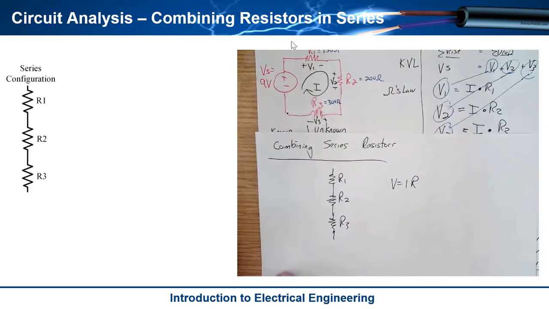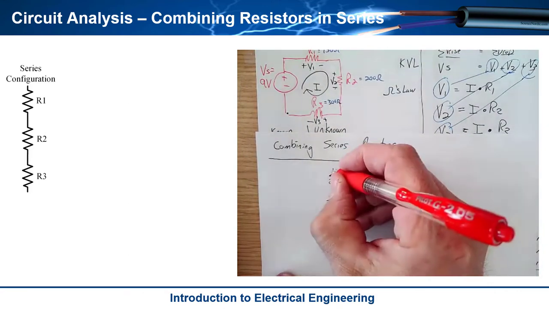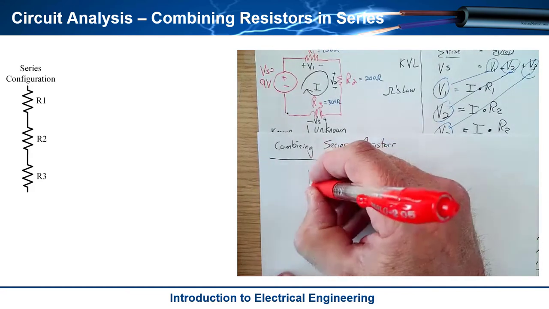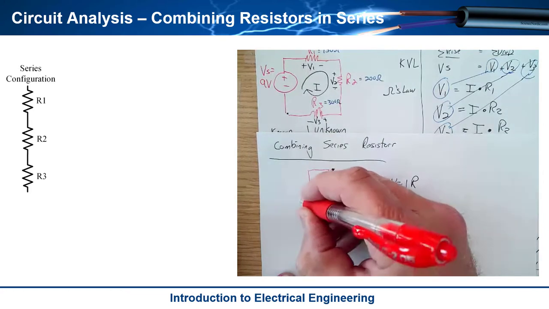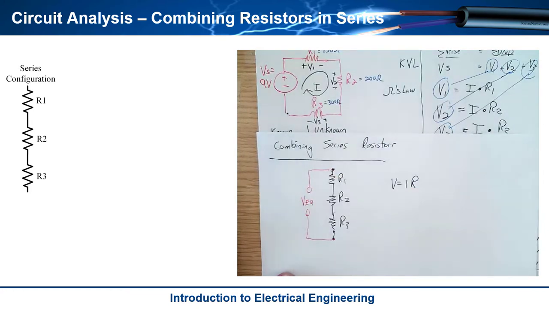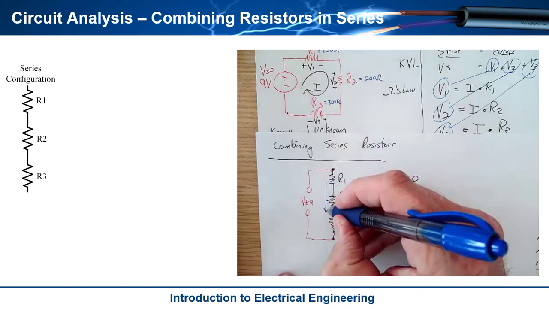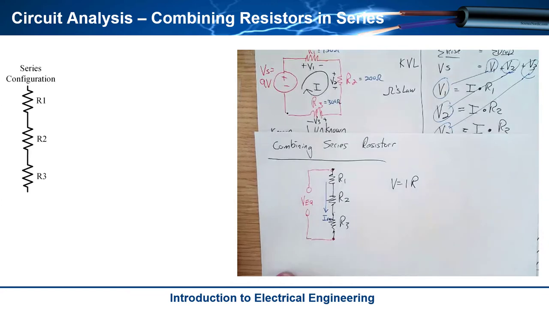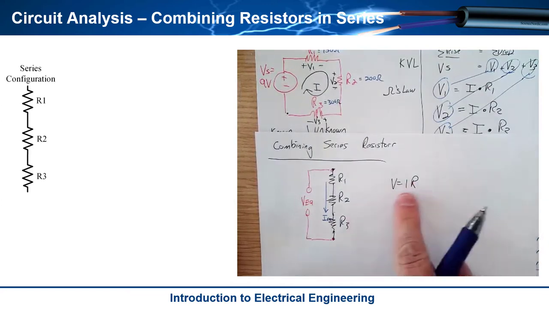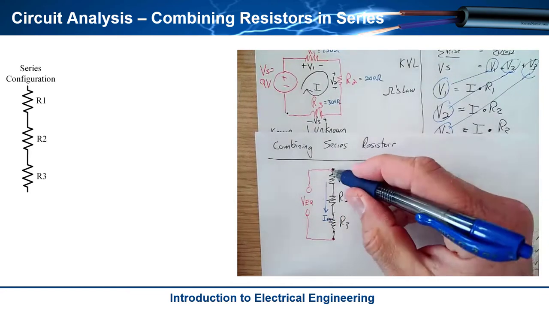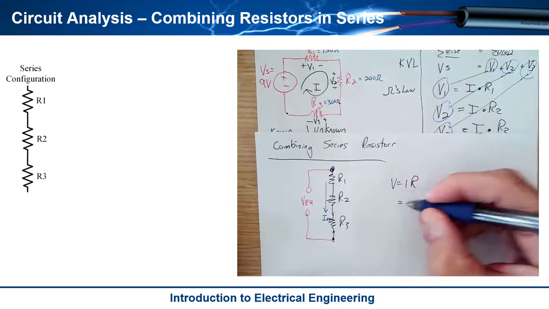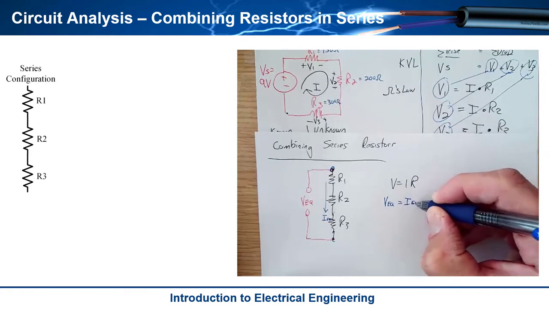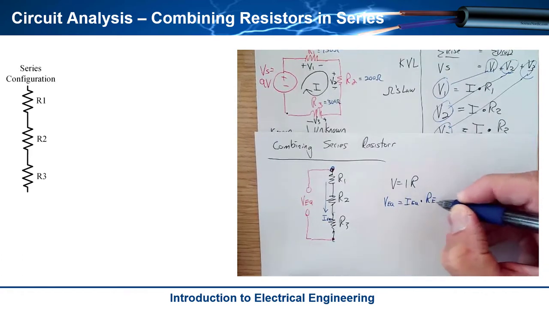One of the things you can always do is find the equivalent resistance by asking, what is the voltage across this entire thing? Let's call that VEQ. And then we can ask, what is the current through all of these? I can call that I or IEQ. If I wanted to write this equation, the equivalent combination of these resistors would be written as VEQ equals IEQ times this thing called REQ.